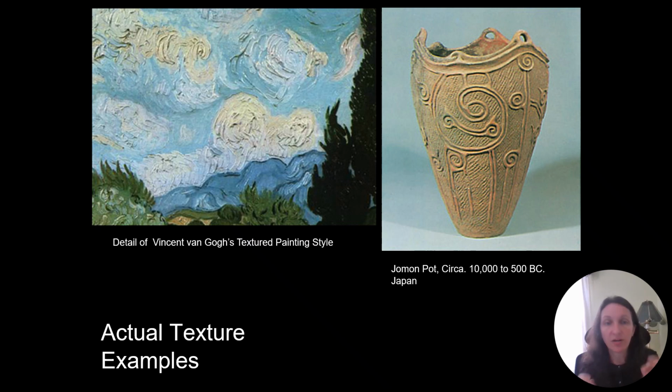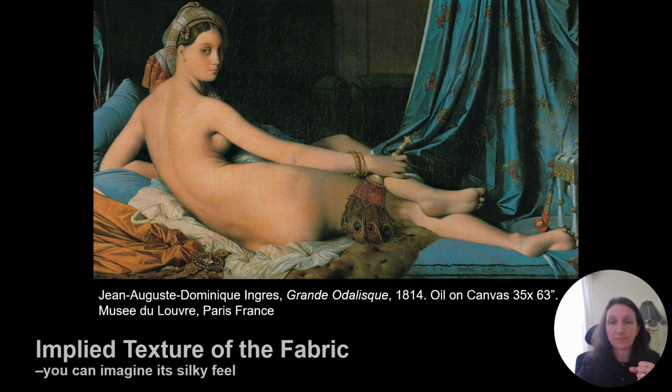Actual texture, right? So Vincent van Gogh's painting has this stucco style. Impasto is the technique that's used. And then the outside of this Jomon pot actually has ridges and lines that you could feel with your fingers. Those are actual textures. Now, this artwork, which we're going to see multiple times this semester, probably about four times, is the Grand Odalisque. So this is our first time seeing it.